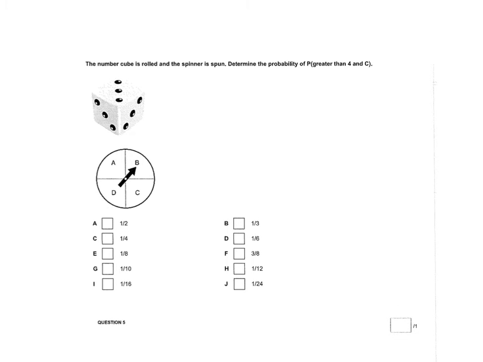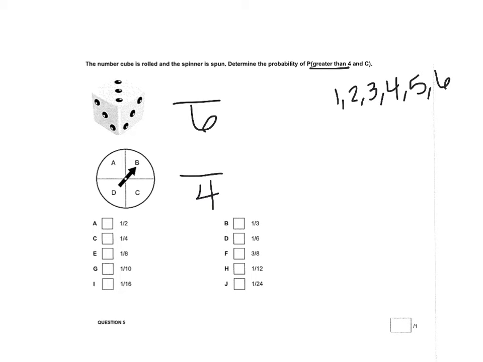The number cube is rolled. Here we go again. So out of 6, out of 4. So the probability on the dice of a number greater than 4. If it helps every time to write the numbers that are on the dice, then you can totally do that. The number's greater than 4, so that doesn't include 4. That just means bigger than 4. So that's only these 2. So 2 sides out of the 6 are greater than 4. And C, there's one C.